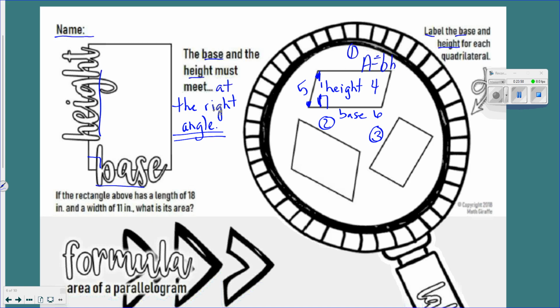So many of you are going to try and get that 5 into the problem some way. What are you doing? I don't care about the 5. If I need perimeter, then I need the 5. If I'm finding area, the 5 is irrelevant.